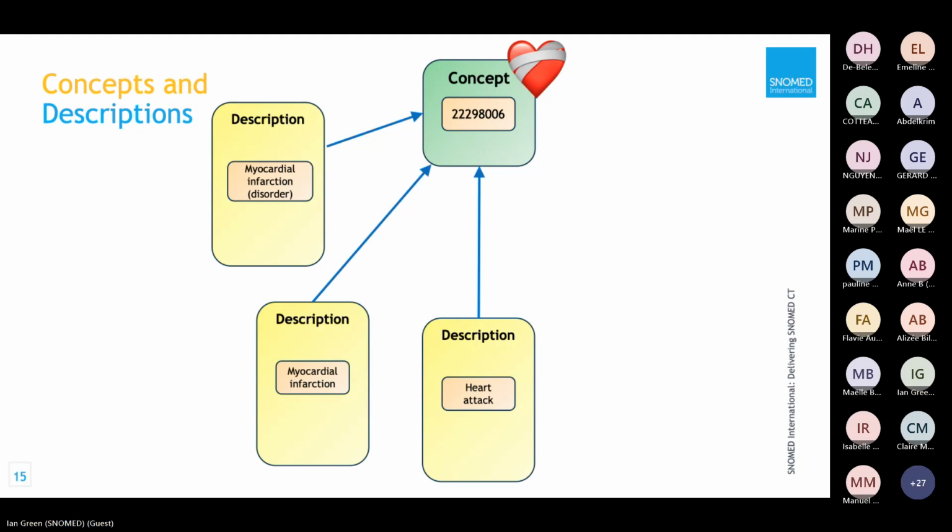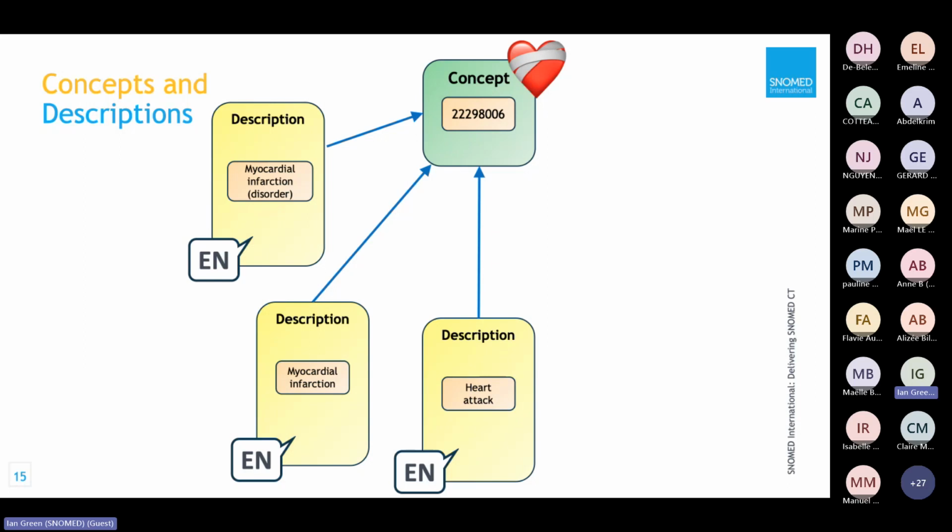So in terms of the descriptions, there are a number of different description types. These are from the international release. Every concept will have the one on the top left. So myocardial infarction, brackets, disorder, is the fully specified name. And every concept in SNOMED has a fully specified name. You can always tell them because they've always got a bracketed semantic tag on the end telling you what kind of concept it is. The other descriptions are all synonyms.